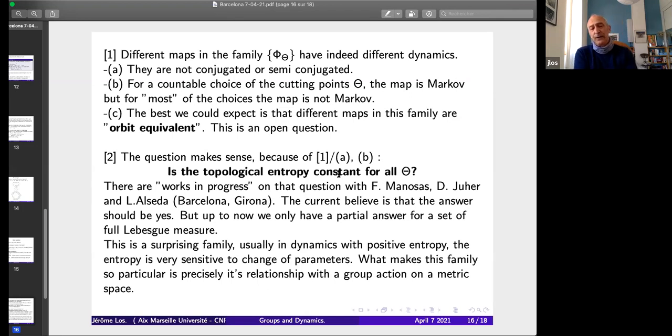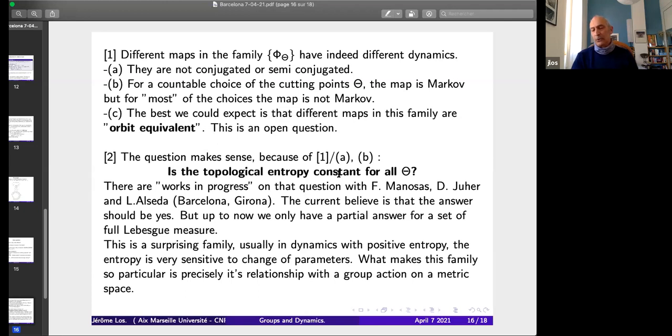And actually, if you think about that, it's a kind of surprising family, because usually in dynamical systems, when you have a family of dynamical systems with positive entropy, the entropy is very sensitive to the change of parameters. So what makes this family quite special is precisely the fact that it comes from a group action. And probably it is because of the group action that there is a constraint that makes it possible for the entropy to be constant.